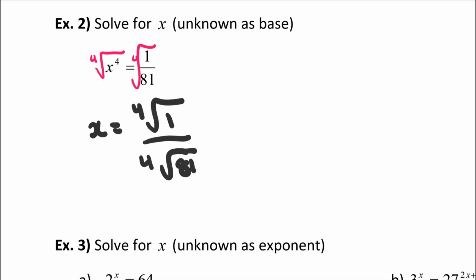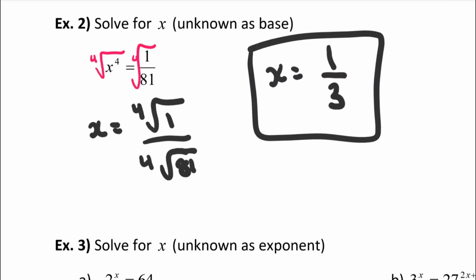Now, with the fourth root of 1, well, that's going to be x is equal to 1. And the fourth root of 81, so what number multiplies by itself 3 times to give you 81? That, in fact, is 3. So that is your final answer. Okay? So there you go.